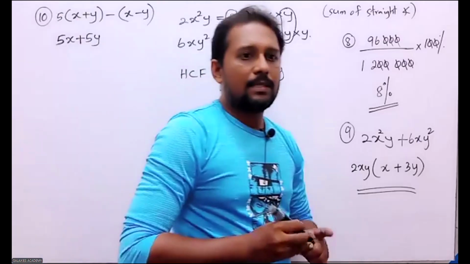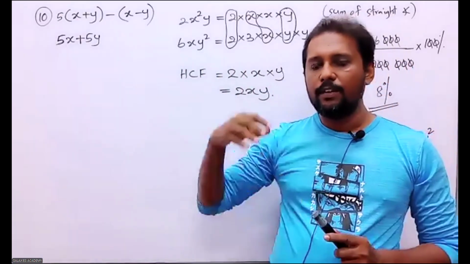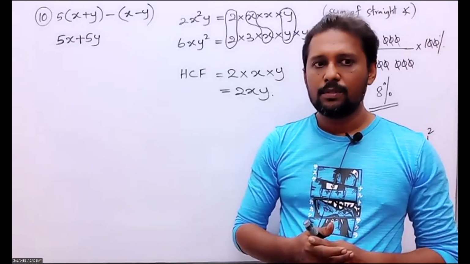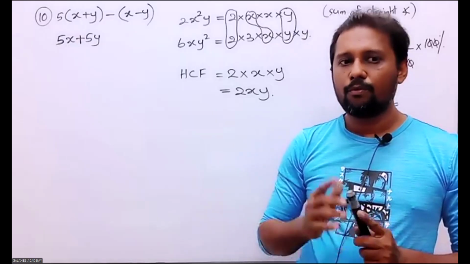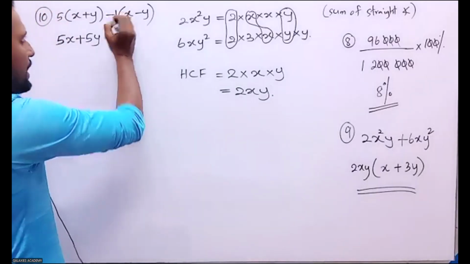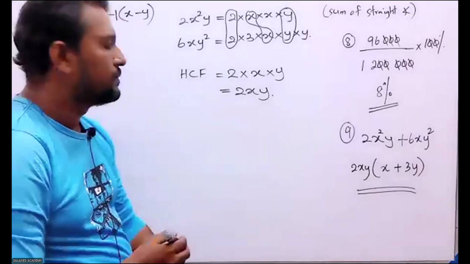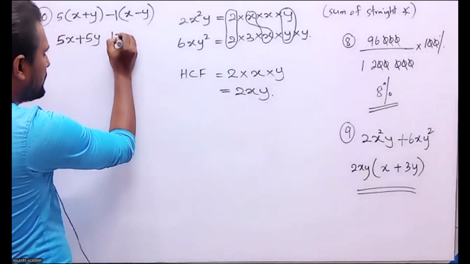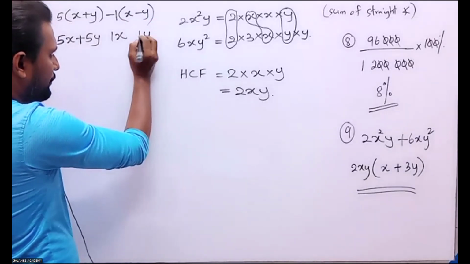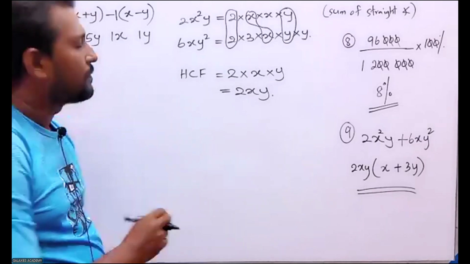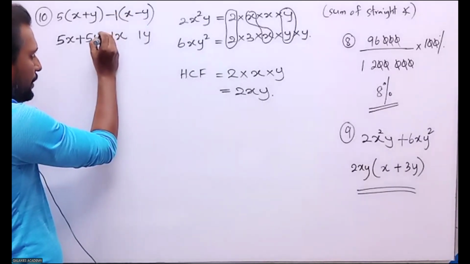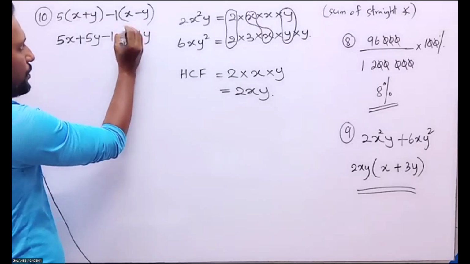Then can you tell me what is the value in front of the second bracket? We can't see any value, so which one should it be? 1. Actually, negative 1. When you expand the second bracket, you have to multiply by negative 1. Negative 1 multiplied by x gives negative 1x, and if you want, you can write negative x. Negative 1 multiplied by y gives negative 1y, or negative y. Negative times negative is positive.